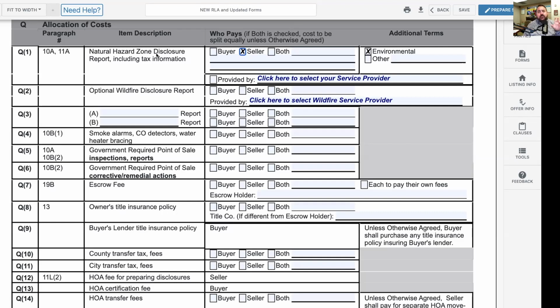Our sellers don't know the answers to those questions. So these NHD reports replace that. So this is technically a disclosure from your seller, even though it's provided by a third party. So if the seller isn't paying for it and the buyer is, there could be an argument made that the seller didn't provide that disclosure, because they didn't. The buyer did. A third party did. The seller didn't pay for it.